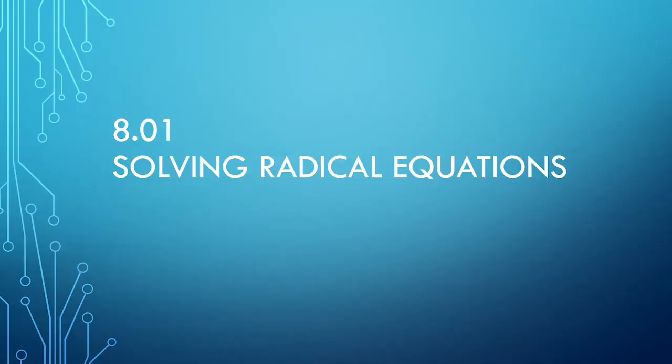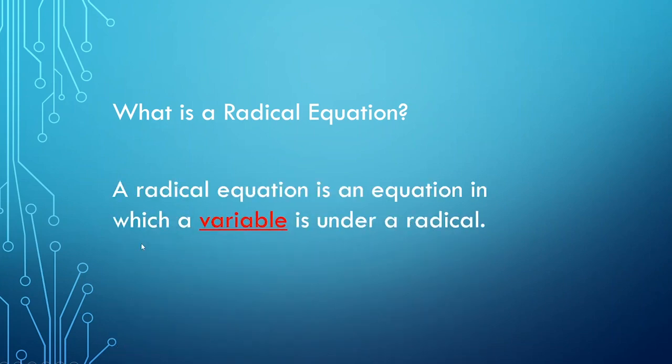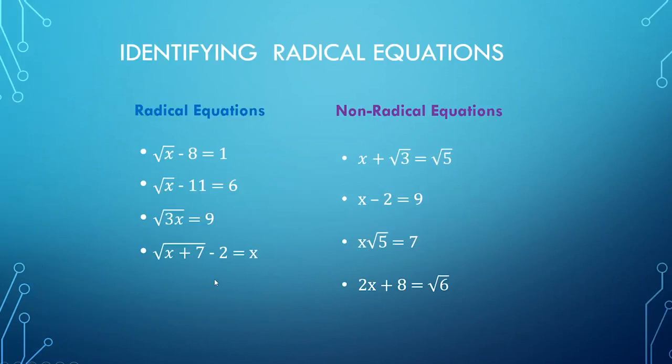8.01, solving radical equations. So first off, you want to ask yourself, what is a radical equation? A radical equation is an equation in which a variable is under a radical. For example, the square root of 2x equals 10. The x is under the radical. x is a variable.